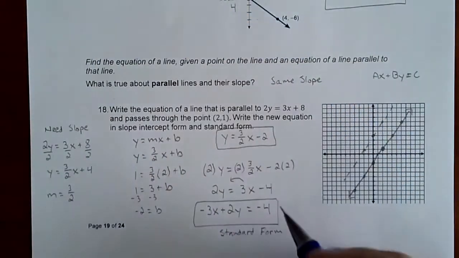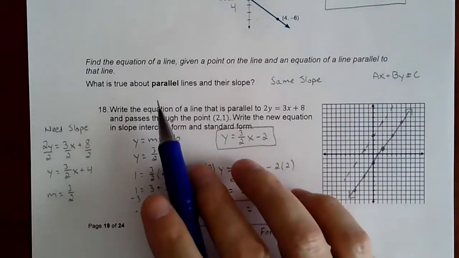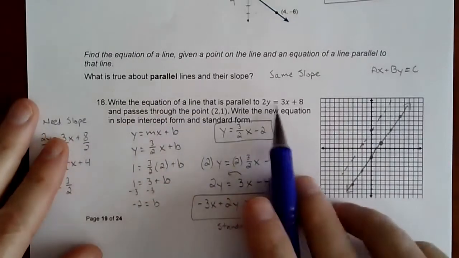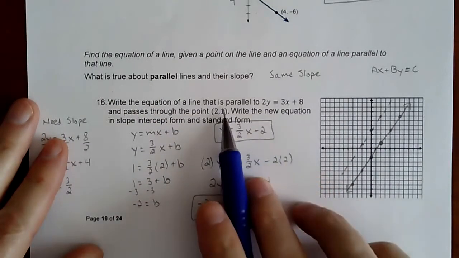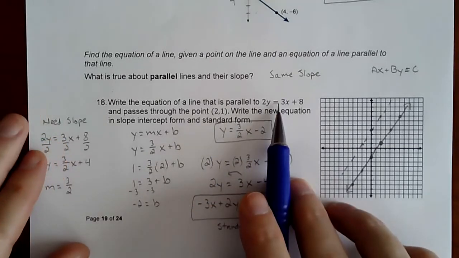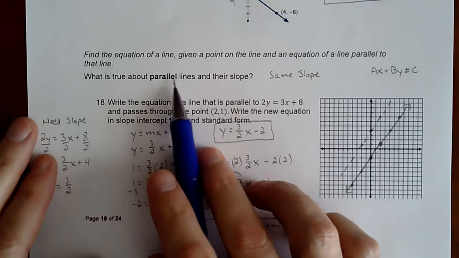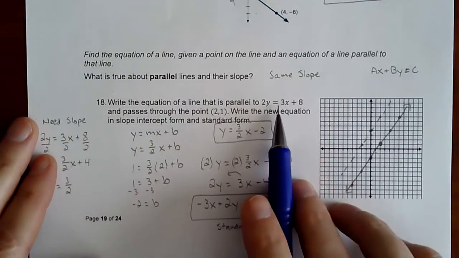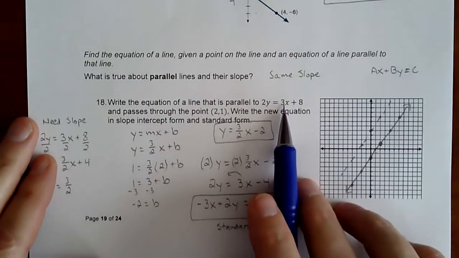On this last equation, we were trying to figure out the equation of a line that's parallel to this line that passes through this given point. So what we did was, parallel means that the slopes are going to be exactly the same. So we needed to steal the slope from this equation. We didn't know what it was.